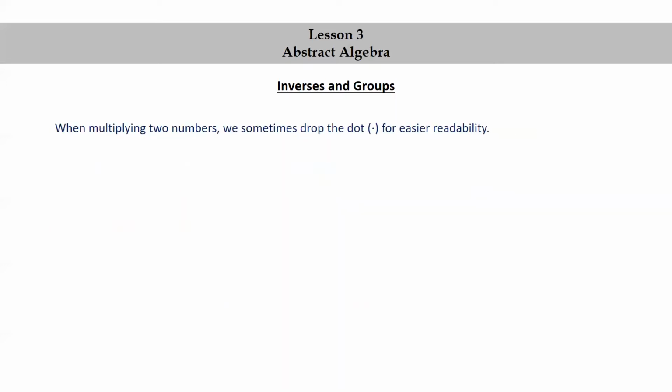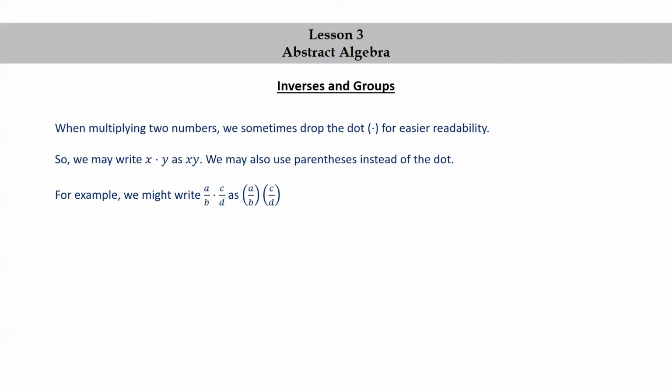When multiplying two numbers, we sometimes drop the dot for easier readability. So we might write x dot y as xy. We may also use parentheses instead of the dot. For example, we might write A over B times C over D as A over B in parentheses times C over D in parentheses, whereas we would probably write A times C over B times D as AC over BD.